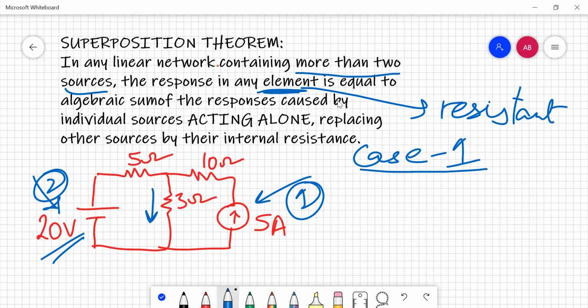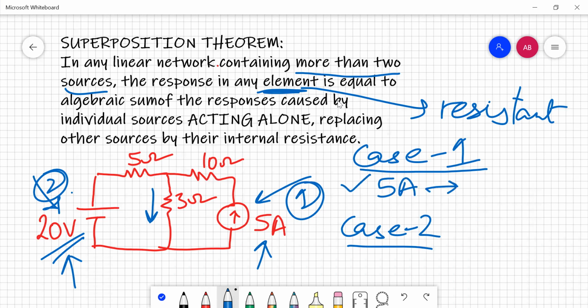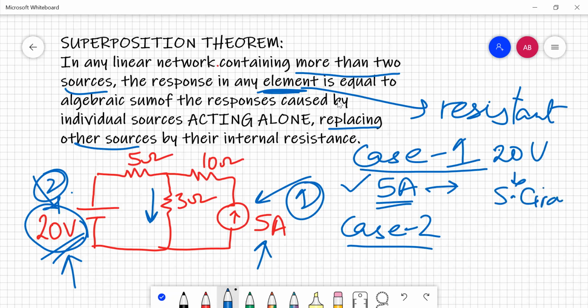So because there are two sources present, one is a current source of 5 amperes and the other is a voltage source of 20 volts. So we are going to consider two cases. Case 1 will be when I am going to consider only our 5 ampere current source, and what we are going to do is we are going to replace our other source. That means if I am going to consider the 5 ampere source, then I have to replace this 20 volt source with a short circuit, that we have already discussed in our previous lecture.